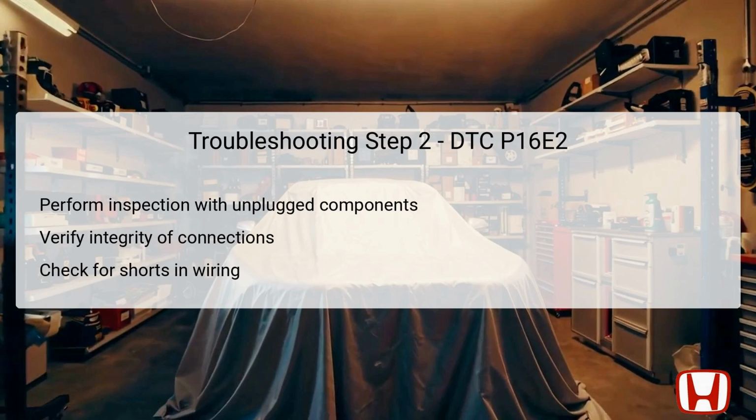It is crucial to verify the integrity of all connections when they are unplugged, particularly checking for any signs of corrosion or damage that could be affecting connectivity. Use a multimeter to check for shorts in the wiring. An open circuit would indicate faulty wiring or a defective component. This systematic approach allows for precise diagnostics.